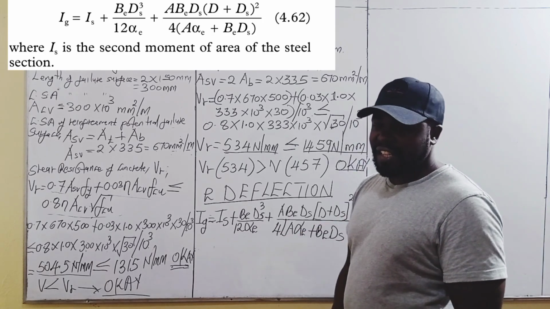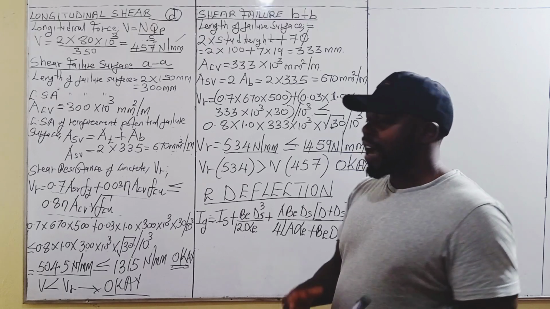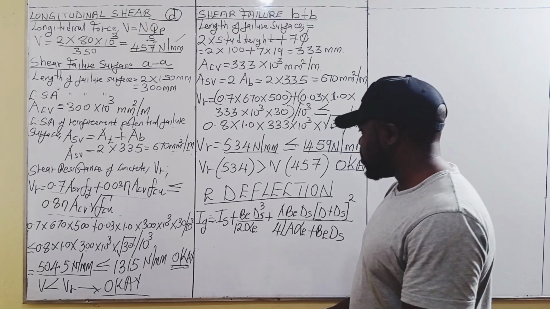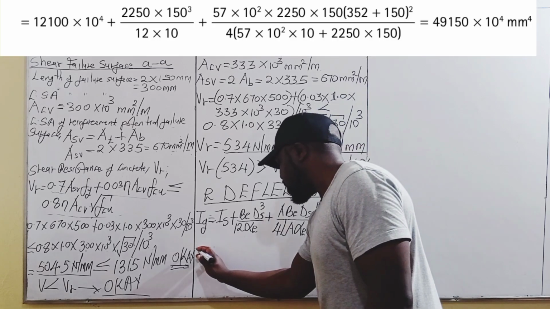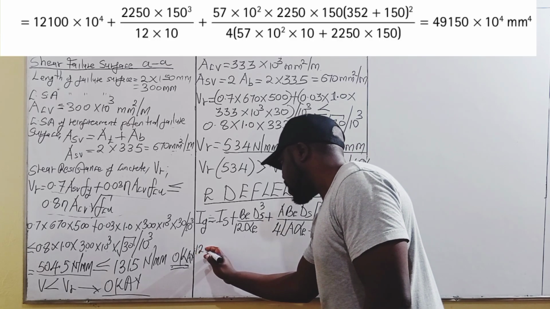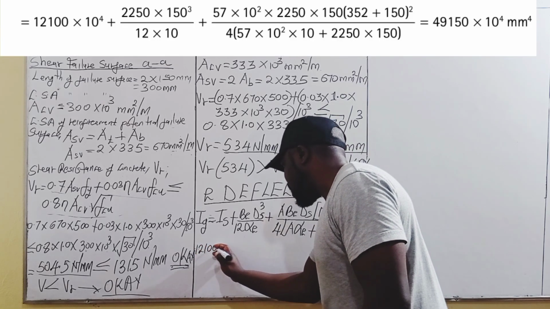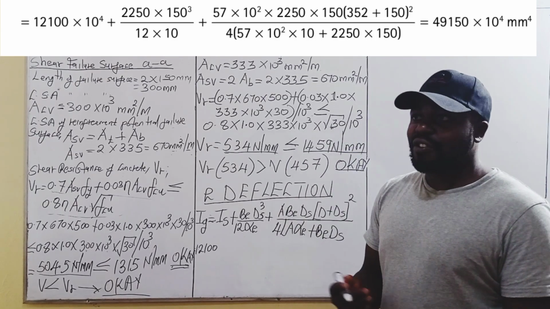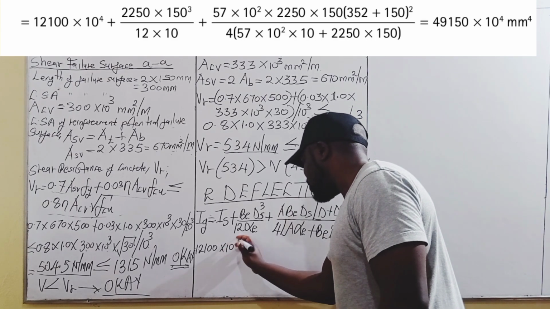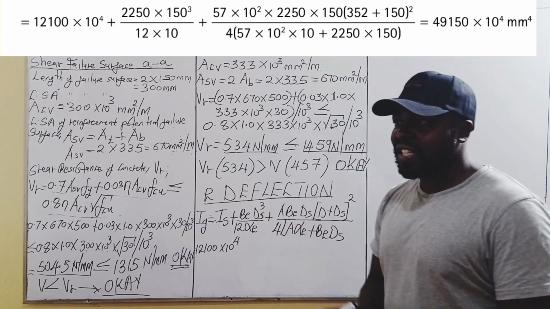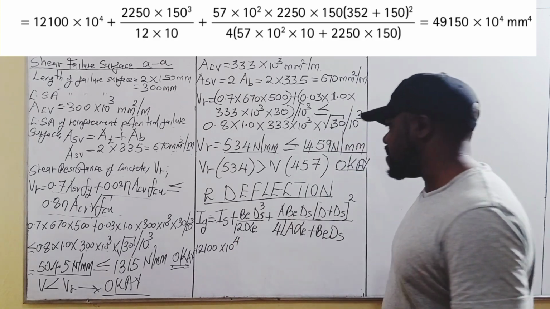IS in this case is the second moment of area of our steel section, which is obtained from Appendix B of the BS 5950, and it is 12,490 centimeters raised to 4. So we convert to millimeters raised to 4. We multiply by 10 raised to the power of 4, since 1 centimeter is equivalent to 10 millimeters.